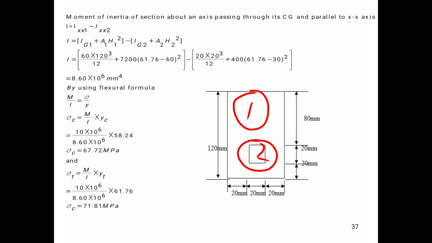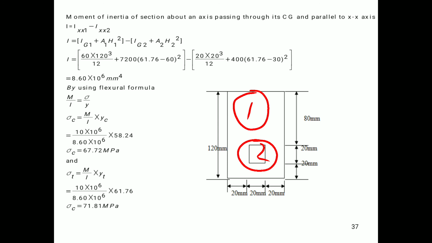So once you know the value of Ixx1 and Ixx2, on subtraction we have the value of moment of inertia for the entire section. It is 8.60 into 10 raised to 6 mm raised to 4. Now we have found out the value of moment of inertia for the entire section. The value of maximum bending moment, which is 10 kilonewton meter, is already given in the numerical, and we have found out the value of Yc and Yt.